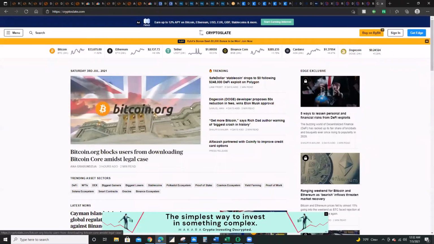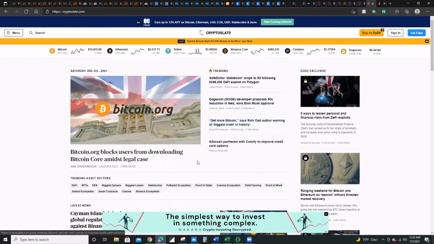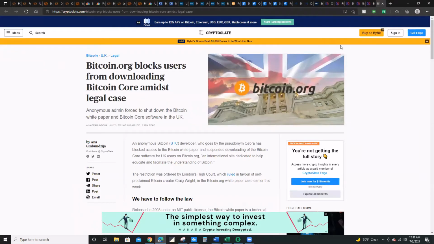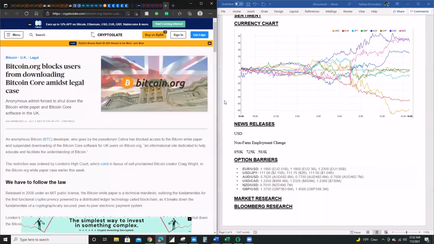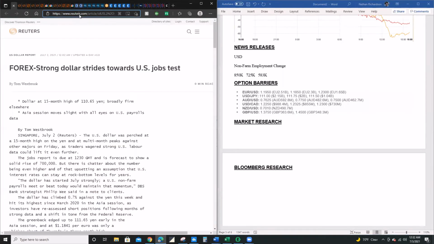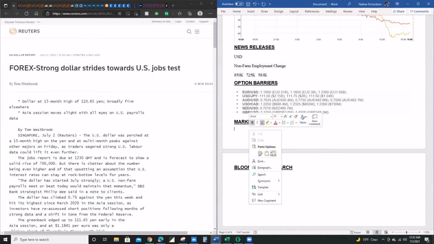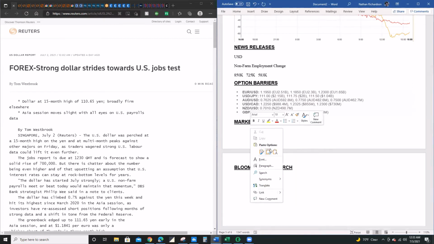Crypto Slate. Bitcoin Core, I don't know what that is. 5 days ago, 4 days. So it may not be in new articles. All right. So I'm gonna hit the Windows key, pull this over, the Windows key, pull that over. Change this to 10. I'm not gonna read these right now because it's the weekend. I'm not really worried about it. I'll read these before. That's not supposed to be bold. I'll read these probably Sunday afternoon or something.